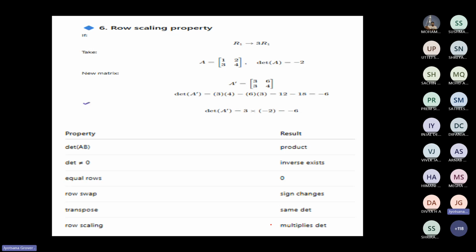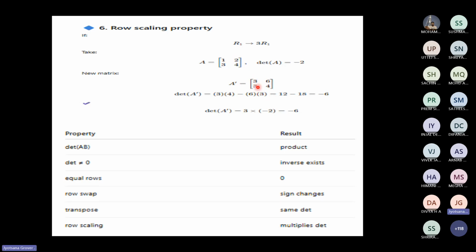Okay, now the row scaling property. This is an elementary row operation where you can multiply any row with a constant. If you multiply any row with a constant, the determinant will also get multiplied with that constant. For example, this matrix has determinant 4 into 1 minus 2 into 3, so 4 minus 6 is minus 2. Now you have the new matrix. You say, let me multiply the first row by 3. So it is 3 and here it will become 6.